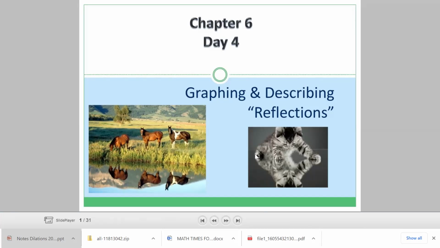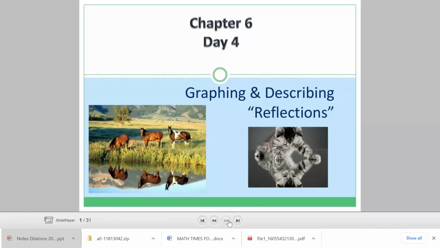The shortcuts told us little things such as if the object is being reflected over the x-axis, then the x value in the image would remain the same as the object. Remember that? And then the y would become negative. And if it is being reflected over the y-axis, then we notice that the y values will stay the same, but the x's will become negative. So these are little shortcuts just to ensure that your answers were correct.